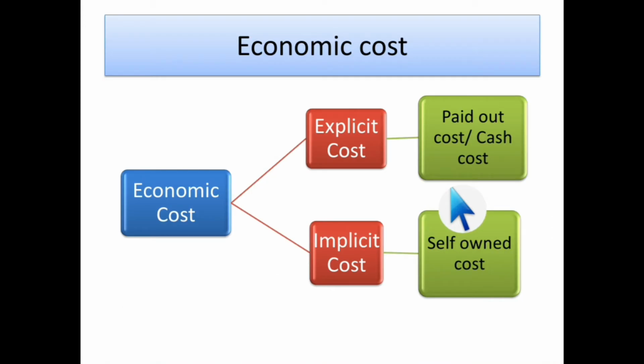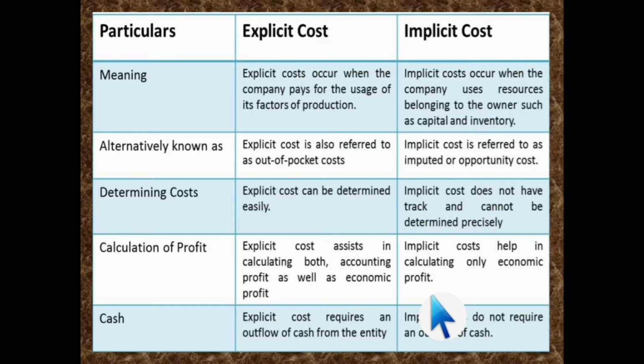Next is economic cost. See, it is very important. It is of two types, explicit cost and implicit cost. Explicit cost is generally called paid out cost or cash cost, what you have paid. Okay. Implicit cost means self-owned cost. Suppose you have a farm and you are engaging your family as a laborer, but you are not paying your family member. That cost is your implicit cost, self-owned cost. So what is the major difference? See, explicit cost is when the company pays for the usage of its factors of production like rent, wages, interest and profit. But in case of implicit cost, what happens?